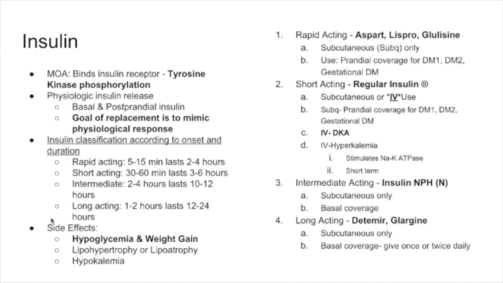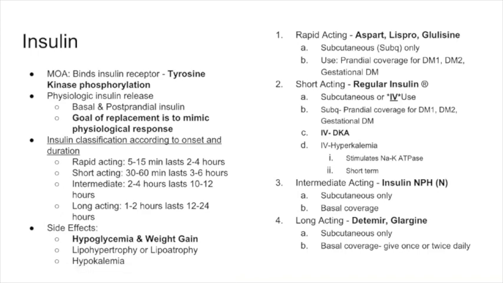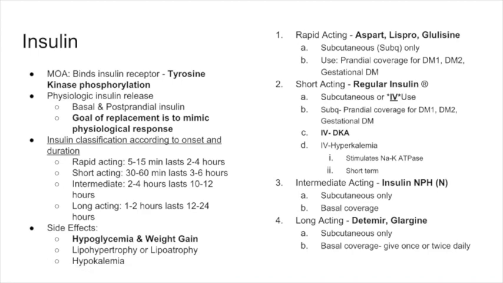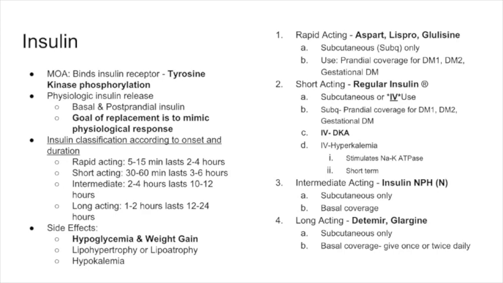Before I get into the specific types of insulin, I want to touch on the side effects of insulin. First, of course, it can cause hypoglycemia, and it can cause weight gain as well. Insulin can also cause changes in the fat distribution, so it can cause lipohypertrophy, where you have a lot of fat in one place, or lipoatrophy, where you have decreased fat in one place of the body. Also, insulin causes hypokalemia, and we'll go over the mechanism of why insulin causes hypokalemia.